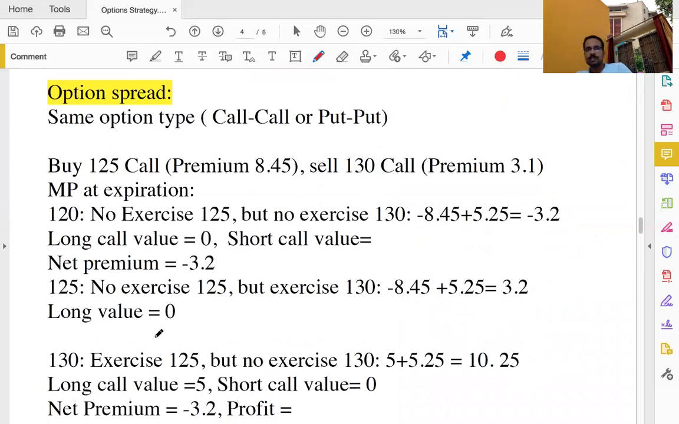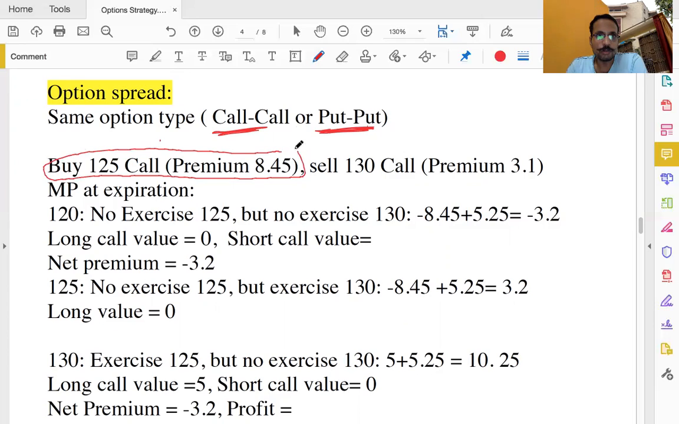So let us talk about option spread now. So what happens in case of option spread? This is very important. So there can be a call option or put option spread, right? So it is called a call strategy, put strategy. So let us take it like this. We are buying a particular call option of say Coal India Limited, which is being sold at 8.45 rupees at present, and at a strike price of 125.